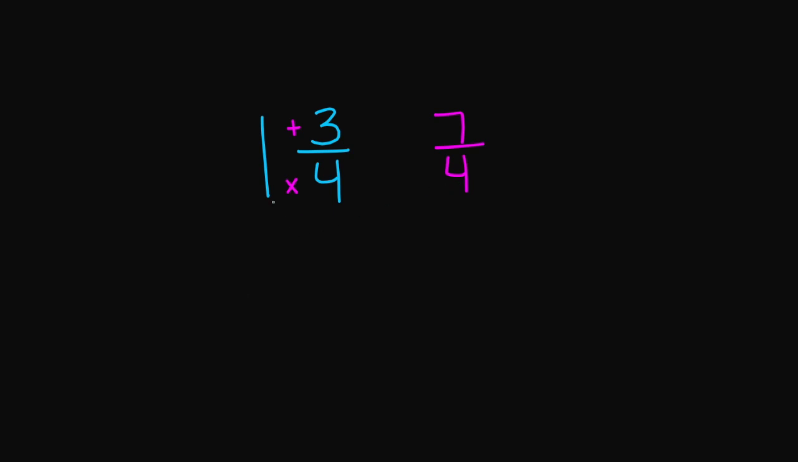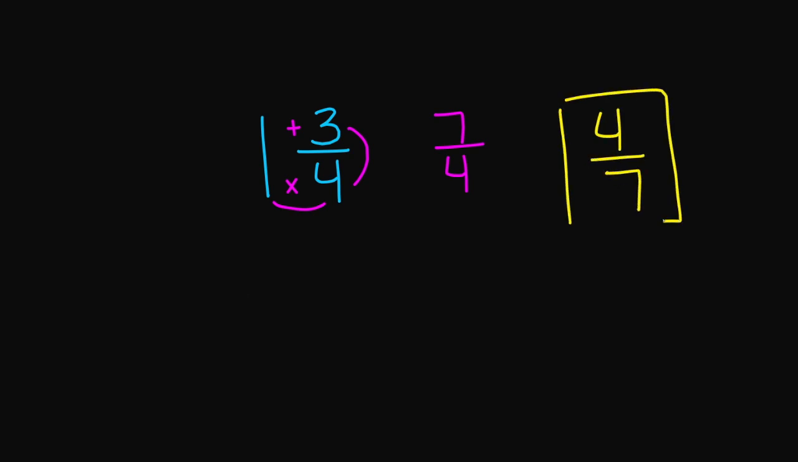All right, so we did 1 times 4, and then you're going to add 3. That's going to be your numerator. Now I have 7 over 4. What is the reciprocal of 7 over 4? And that's going to be 4 over 7. So this is going to be your correct answer here.